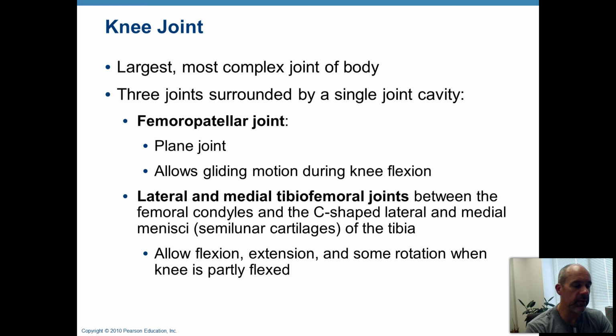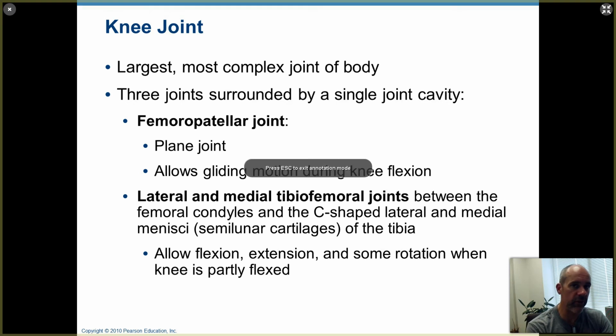Okay, so the knee, the hip, and the shoulder joints, they have all those features that we talked about synovial joints having in general, joint capsules and synovial membranes and those types of things. But these joints each have some additional features I'm going to talk a little bit about.